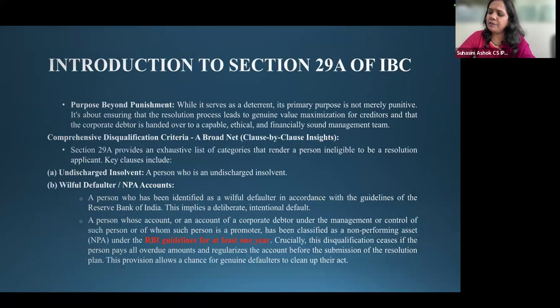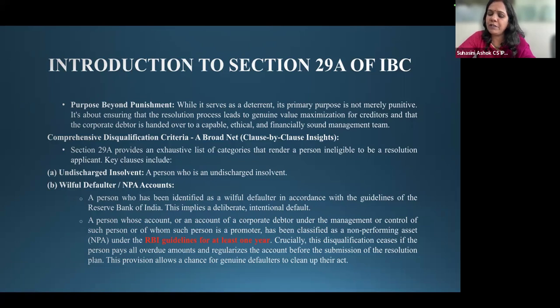So this section 29A serves as a deterrent, and its primary purpose is to ensure that it leads to genuine value maximization for the creditors, and that the corporate debtor is handed over to sound management, financially and ethically, to the team of the successful resolution applicant or the successful bidder. So section 29A is very exhaustive, where as an RP or liquidator, we have to ensure the basic diligence can be done while submitting the plan or submitting the documents.